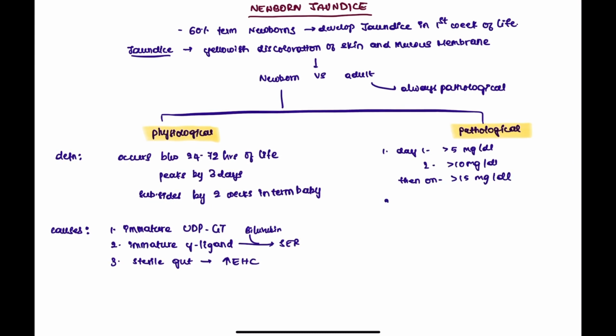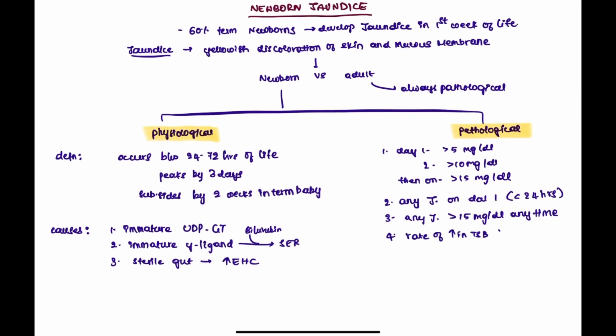Now coming to the criteria for pathological jaundice, the first is any jaundice of greater than 5 mg per deciliter on day 1, greater than 10 mg per deciliter on day 2, and greater than 15 mg per deciliter from then on. Any jaundice that is seen within 24 hours of life, any jaundice that is greater than 15 mg per deciliter at any time after birth, a rate of increase of the total serum bilirubin greater than 5 mg per deciliter, and when the direct bilirubin is greater than 2 mg per deciliter at any given time after birth.